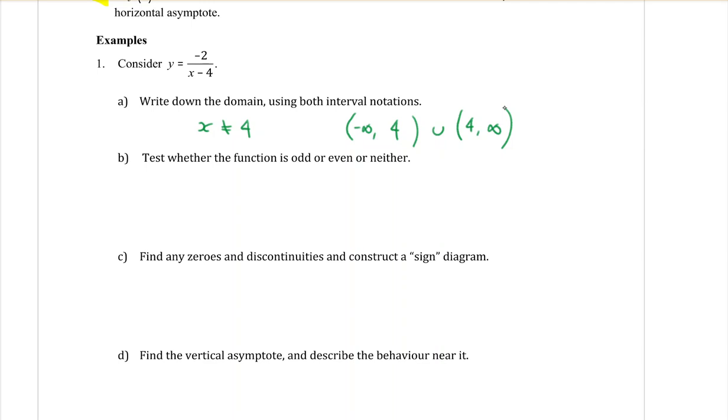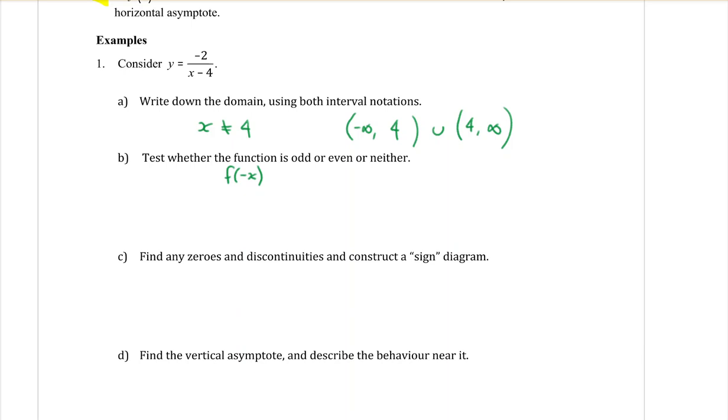Part B, test whether the function is odd, even, or neither. Okay, that's just a bit of algebra practice, things that we learned about in our year 11 content, but it can be very useful when you're sketching your graph. If you know it's going to be symmetrical, it's a pretty good clue if it's going to be looking right at the end. Okay, so to test if something is an odd or an even function, you always start by substituting in f of minus x.